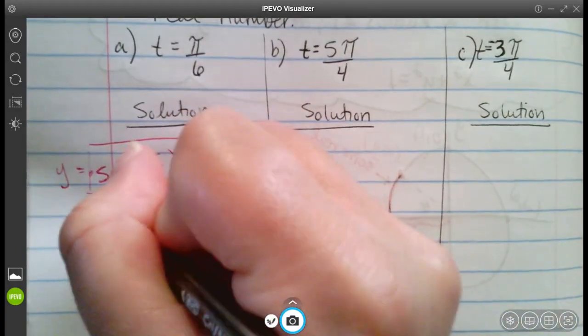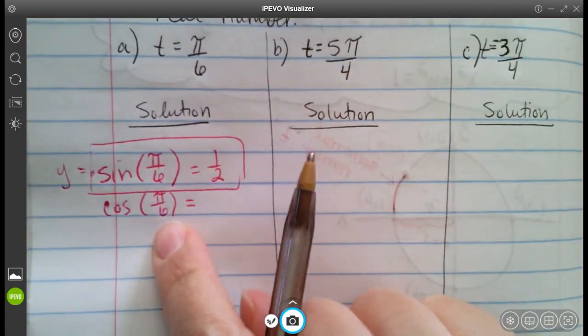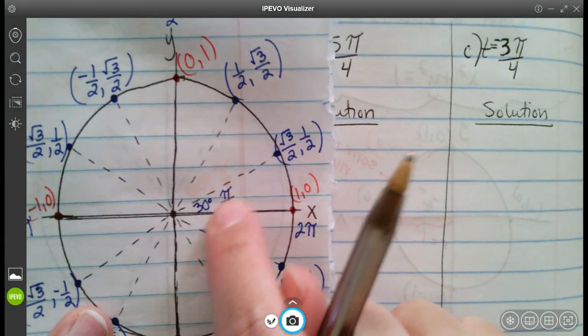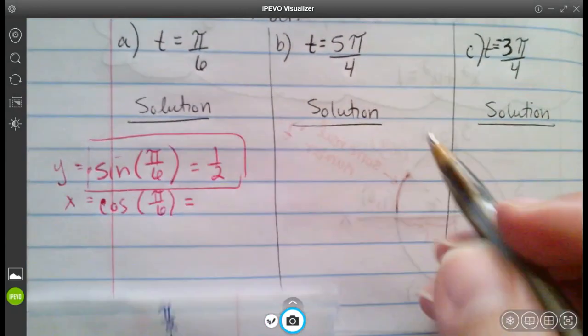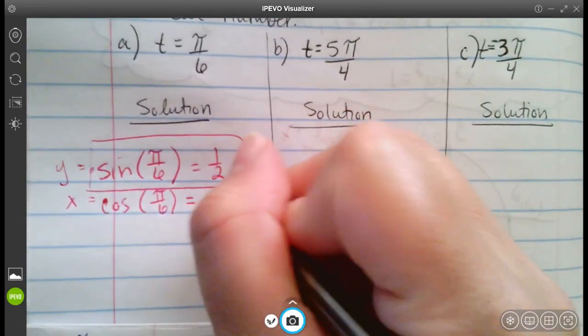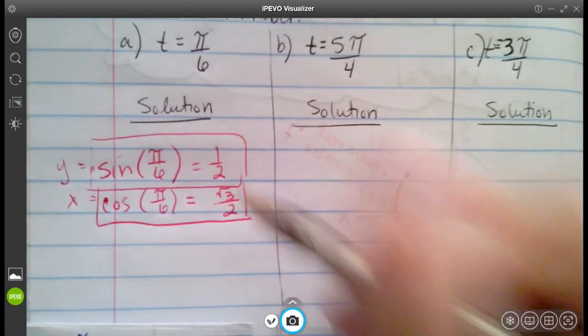That's 1. Cosine of pi over 6 is next. Again, it's the same little part right here, and pi over 6 gives the x value. Remember, cosine is equal to x. It's going to be this first one, square root of 3 over 2. So square root of 3 divided by 2, and we're done with that one.